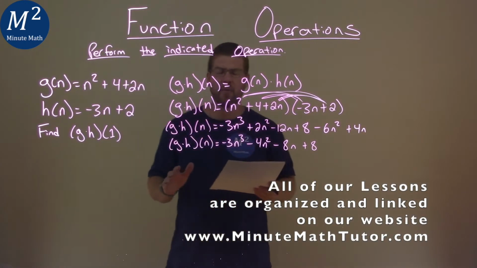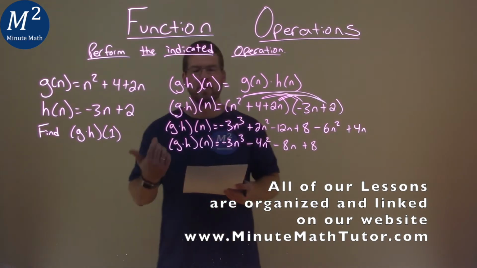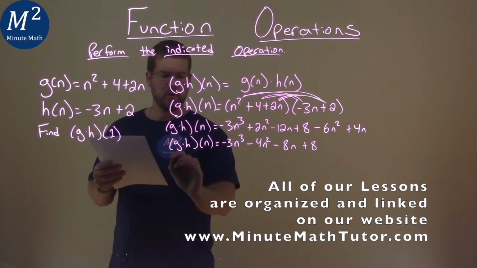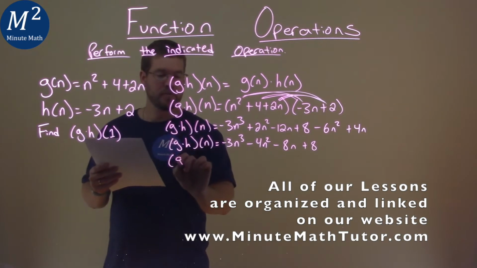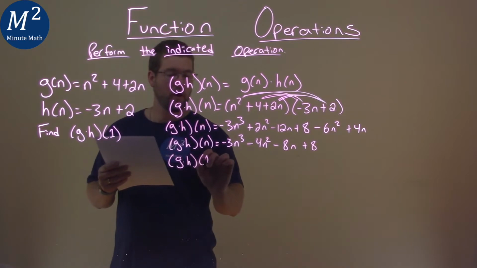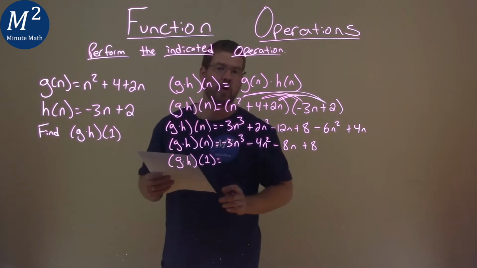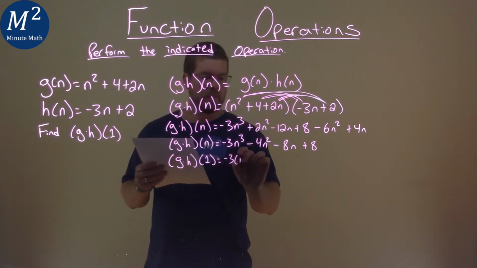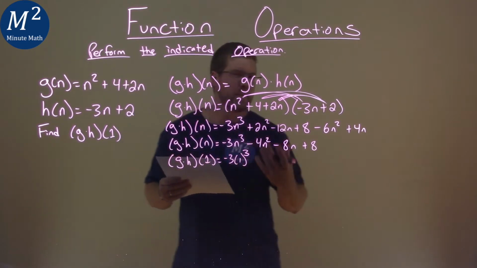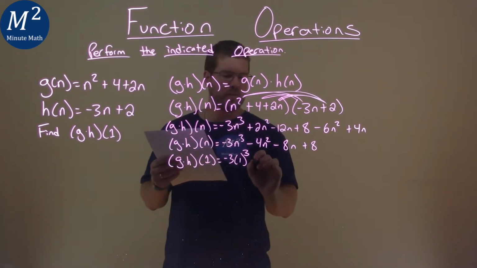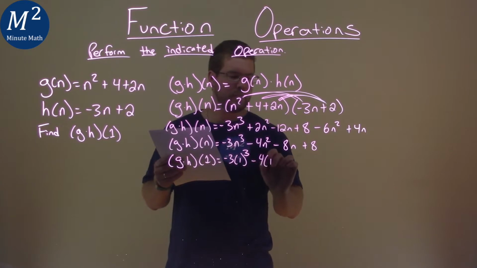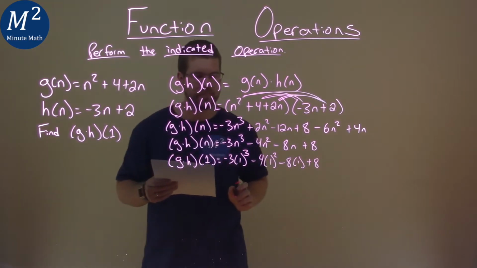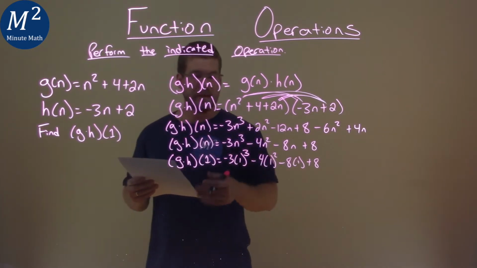And now I want to define what is g times h of 1. So in doing so, I'm going to plug 1 in for n here. So g times h of 1, this step here, we're plugging 1 in for n. So in doing that, negative 3 times 1 to the third power, and I like to substitute this in with just a parenthesis, minus 4 times 1 squared, minus 8 times 1 plus 8. Then from here, we need to simplify.